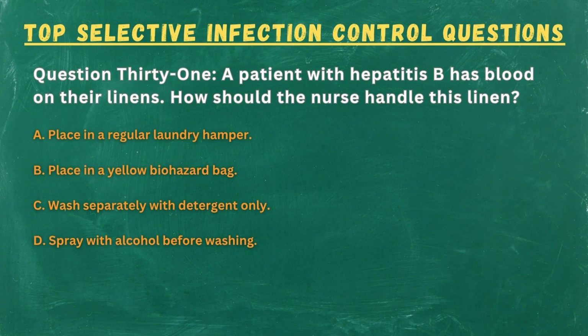Question 31. A patient with hepatitis B has blood on their linens. How should the nurse handle this linen? A. Place in a regular laundry hamper. B. Place in a yellow biohazard bag. C. Wash separately with detergent only. D. Spray with alcohol before washing. Answer: B. Place in a yellow biohazard bag.